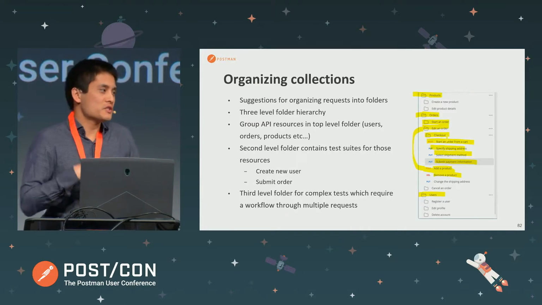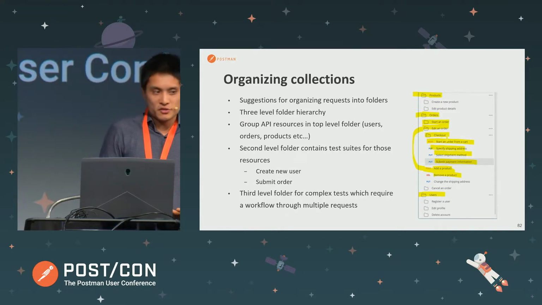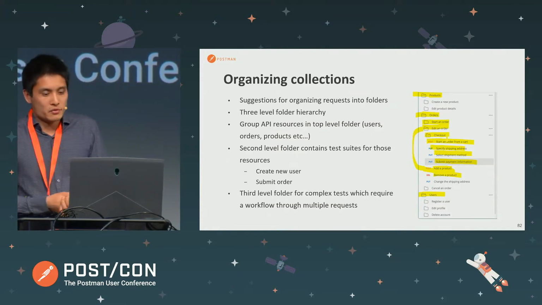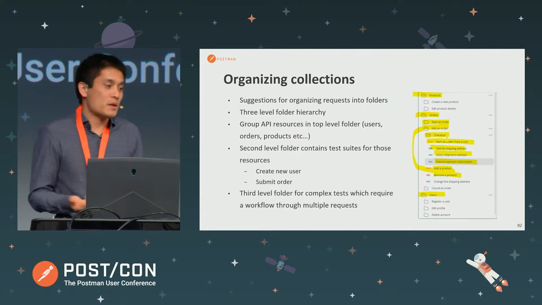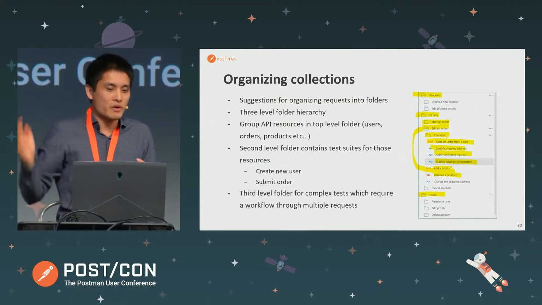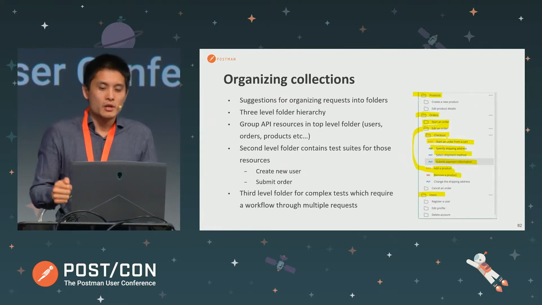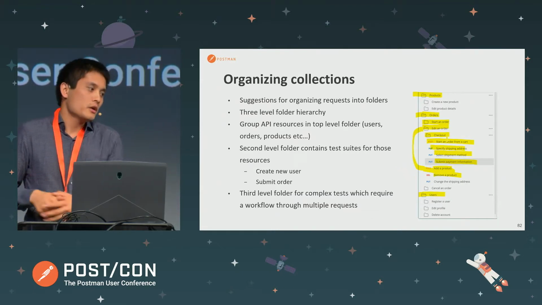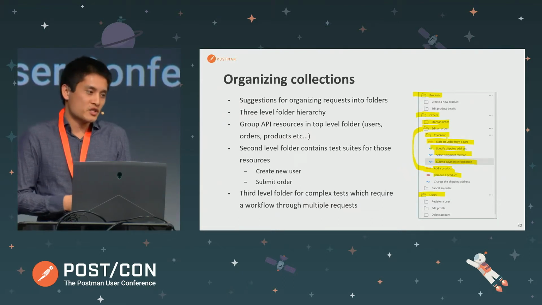This is not a definitive way to organize your collections. This is one suggestion that you might want to use. The other thing to keep into consideration is now we have the API feature where you define an API that basically represents the API that you've implemented, and you can associate multiple collections with that API. Each collection could, in fact, be a test suite.